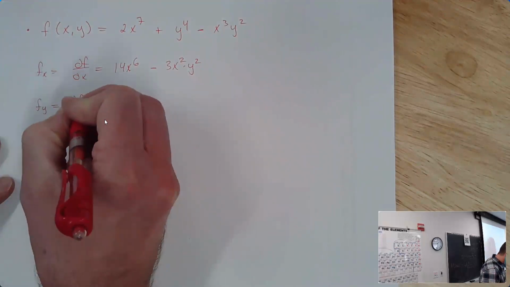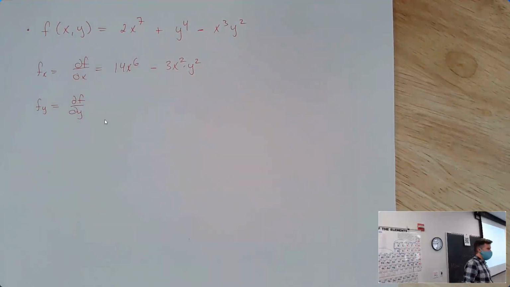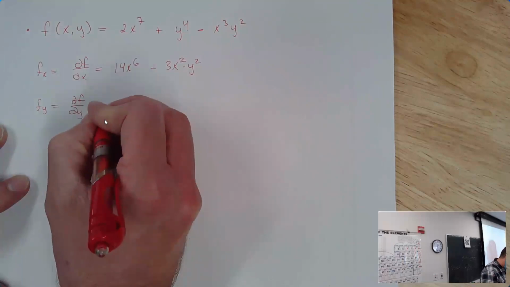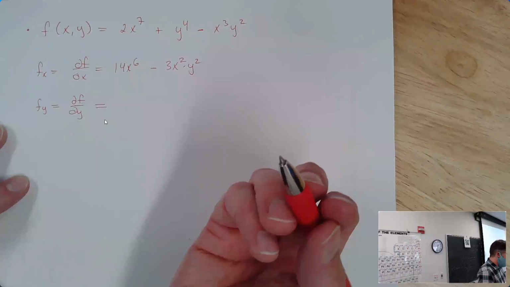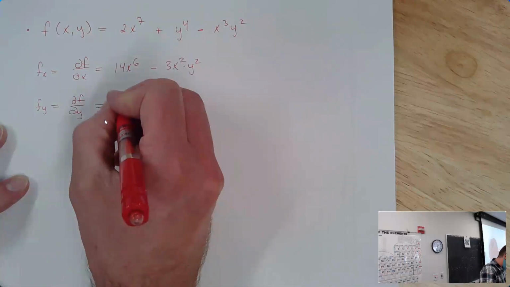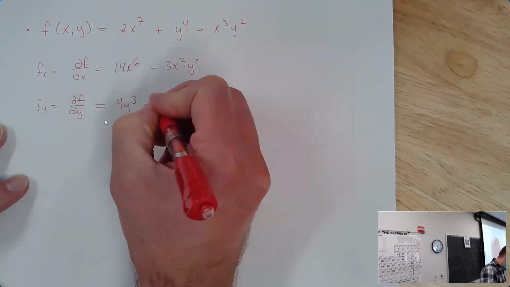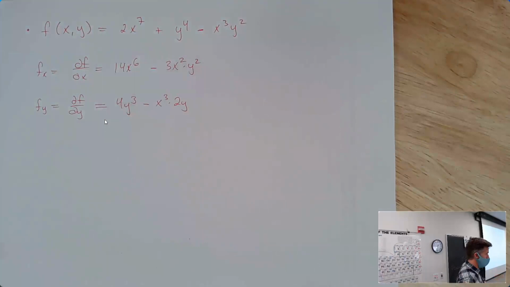f_y, or del f del y, you don't need to write both. I'm just pointing out that either notation is valid, so you're going to see both probably, unless your professor specifically really likes one over the other, but I don't think that's the case. That's going to be, well, let's see, the derivative of this constant is 0. The derivative of y to the 4th is 4y cubed. The derivative of x cubed y squared is x cubed times 2y, or I would probably write it as 2x cubed y.